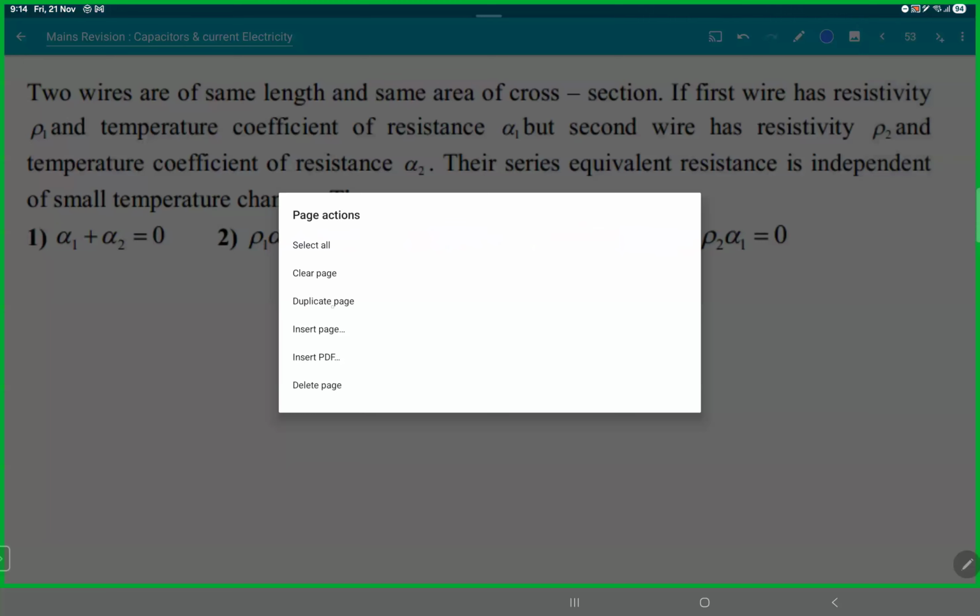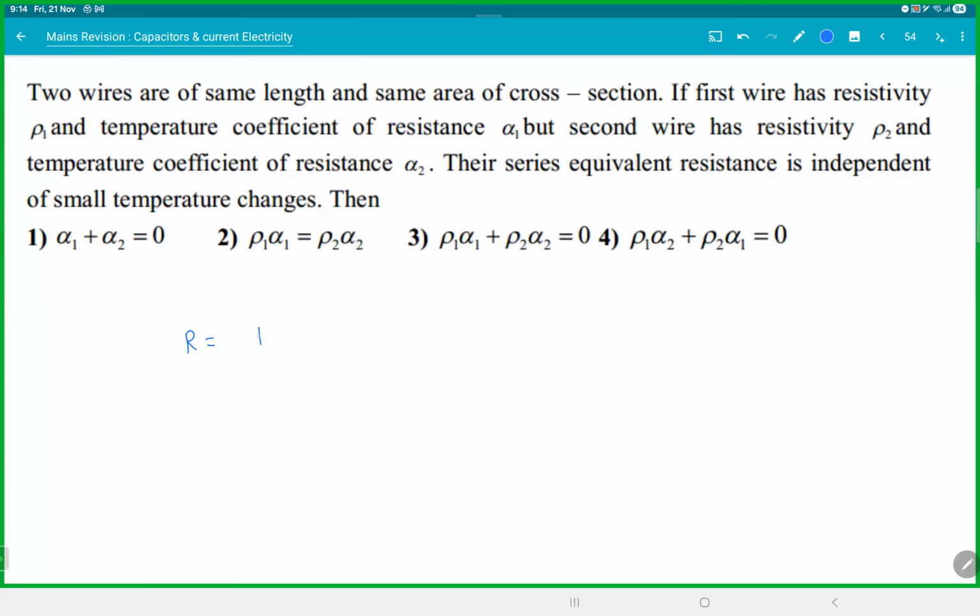See. So the resistance in series now, first one will be the same resistance initially, same length, same area, plus resistivity rho 1. And you can take this as R1 plus R2. That would be rho 1 into 1 plus alpha 1 delta T, L by A, plus rho 2 into 1 plus alpha 2 delta T, L by A. That's rho 1 L by A plus rho 2 L by A plus rho 1 alpha 1 plus rho 2 alpha 2.